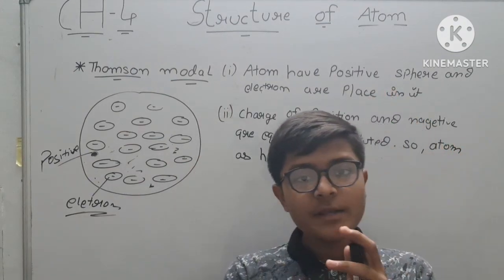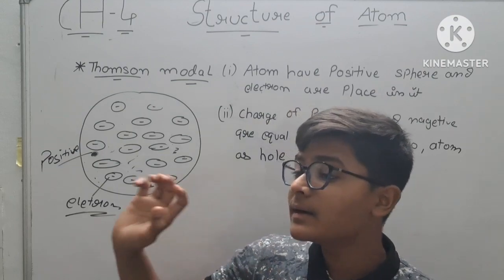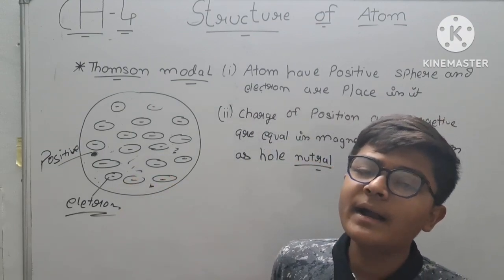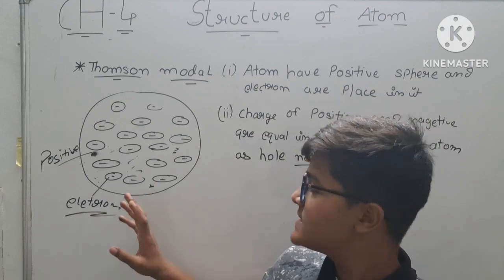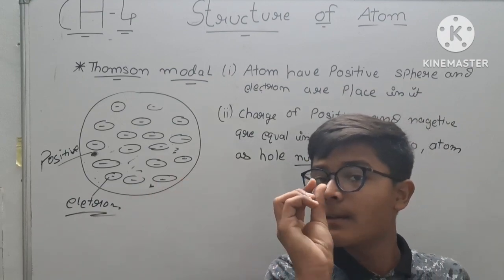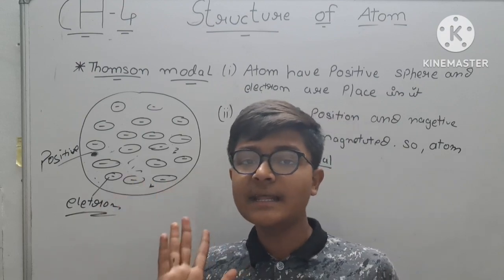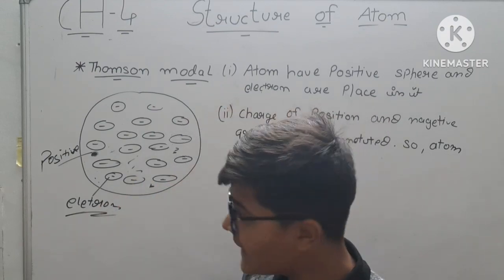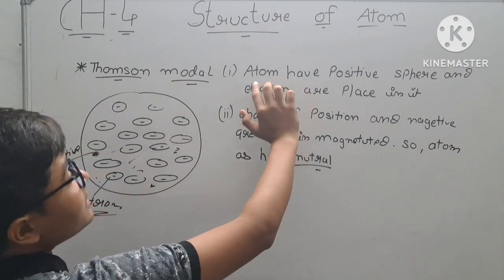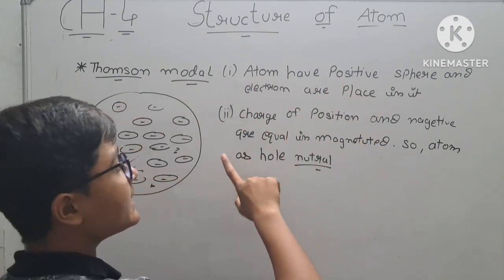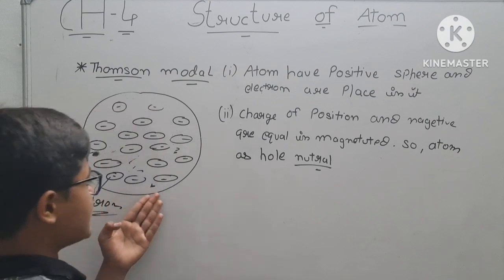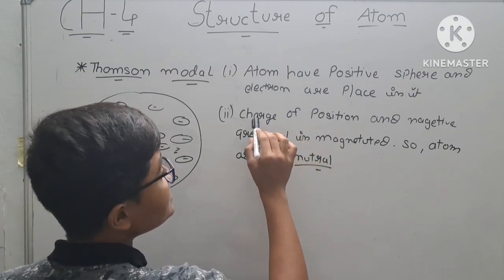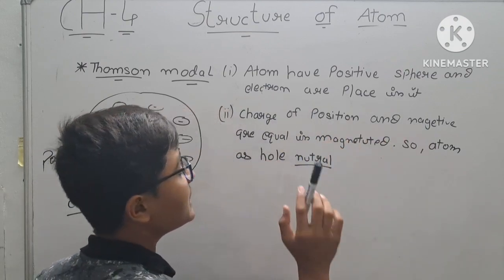I hope that you have all eaten watermelon. The red edible part, he said, is the positive charge, and the black seeds present in a watermelon, he said, are the electrons. So he gave two statements: the atom has a positive sphere and electrons are placed in it, as I said to you. The second statement given by him is that the positive and negative charges are equal in magnitude.